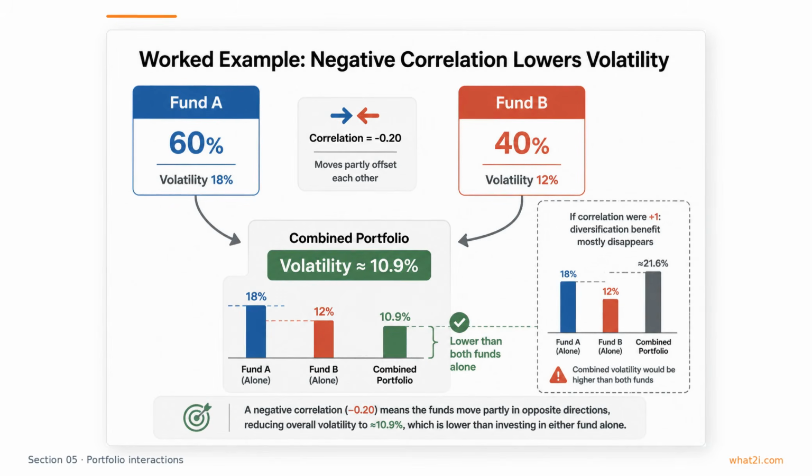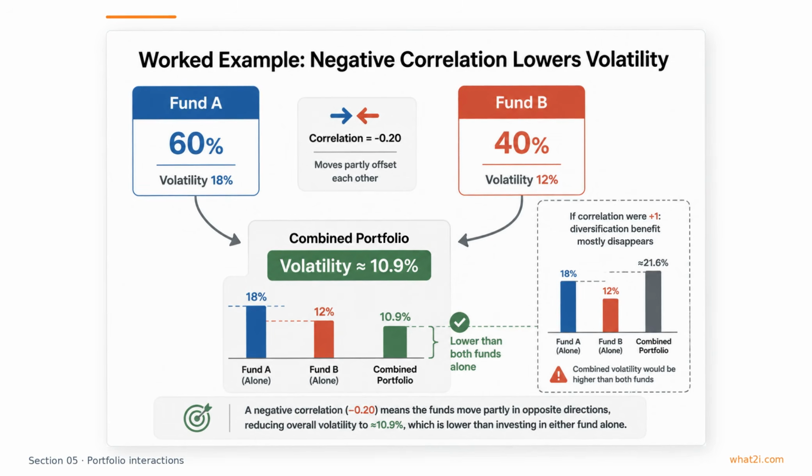This worked example shows how negative correlation can lower portfolio volatility below the volatility of either fund alone. Fund A has a 60% weight and 18% volatility, while Fund B has a 40% weight and 12% volatility. Their correlation is negative 0.20, which means their returns partly offset each other instead of reinforcing one another.